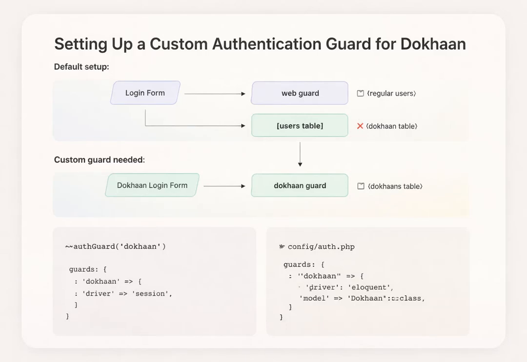Now let's talk about authentication guards. This is a critical concept. By default, Laravel's web guard checks the users table when someone tries to log in. But in this project, shop owners are stored in the docons table, not the users table.